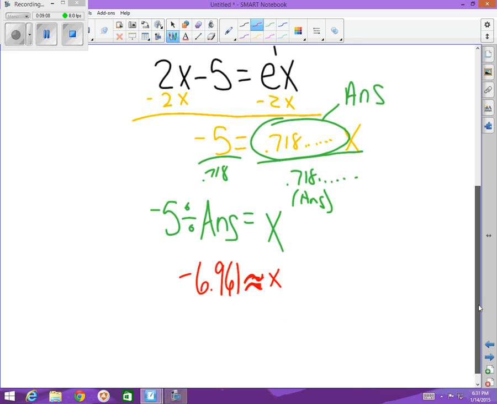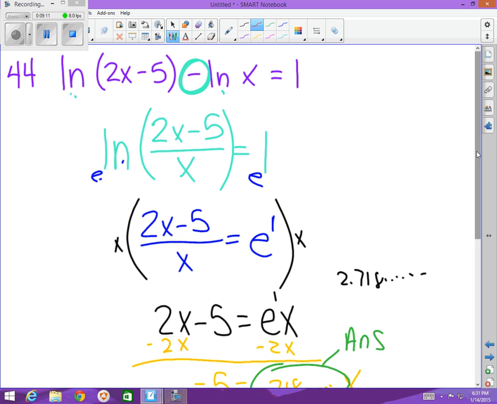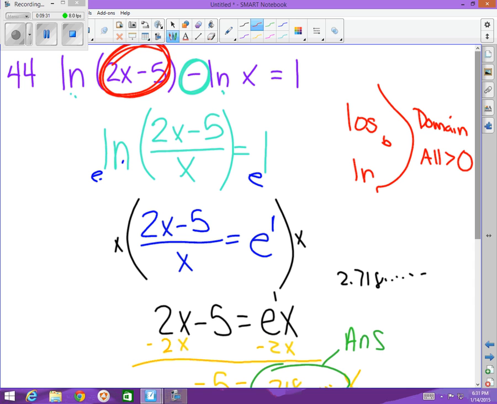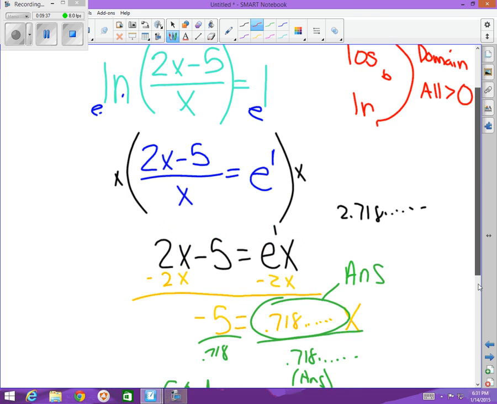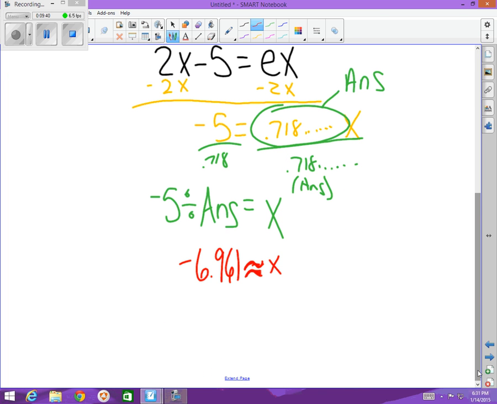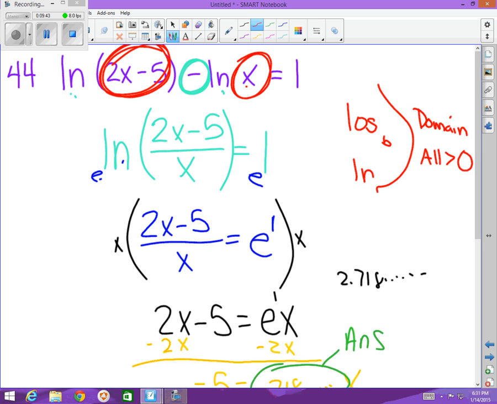But now you have to remember something about logarithms. In order for any log with a base or ln, either one of those, the domain for it is all reals greater than 0. So that means this part right here has to be greater than 0. That has to be greater than 0. And if you look at our answer, which is a negative 6.961, that would not work because it's just x and it's a negative 6, and you can't take ln of a negative 6.